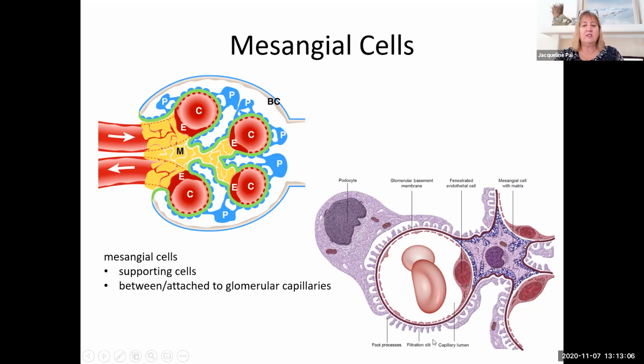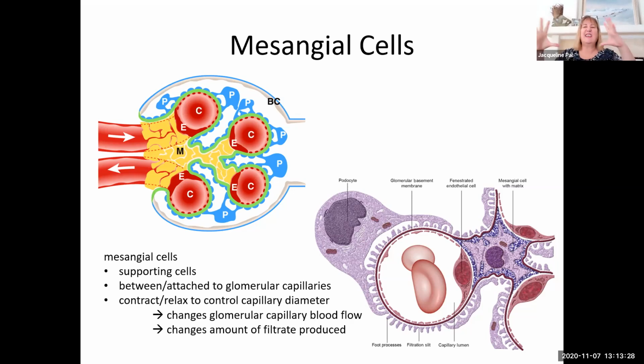You can see the fenestrations. Then you can see the foot processes of the podocytes and all the little filtration slits. And then this cell right here in the middle, which you see is clearly attached to 3 cross sections of the capillary bed in this picture. These are the mesangial cells.